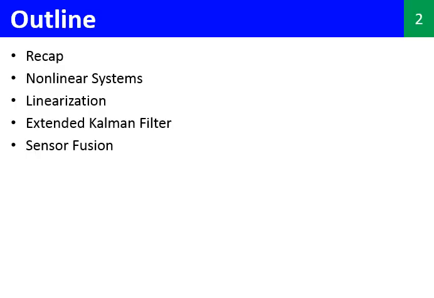Here is the outline for this lecture. First we will have a recap on what we studied last time. In this lecture we are going to discuss nonlinear systems and how we will linearize them to continue using linear system theory. Next, we will study how we can use linearization techniques to transform the Kalman filter into something called the extended Kalman filter to tackle nonlinear systems. Finally, we will look at sensor fusion using the Kalman filter.